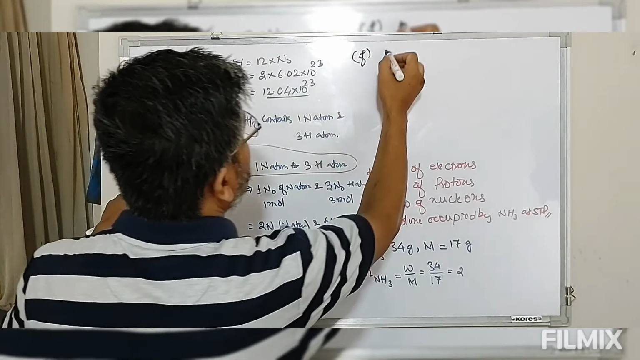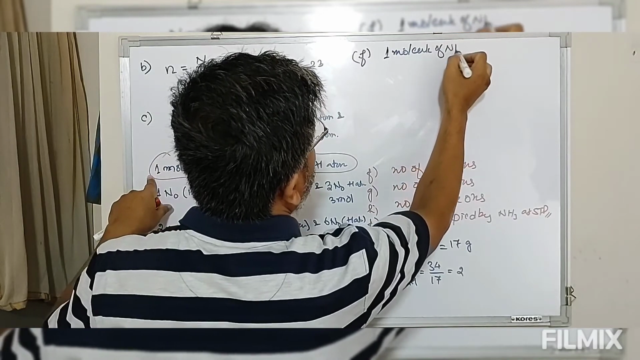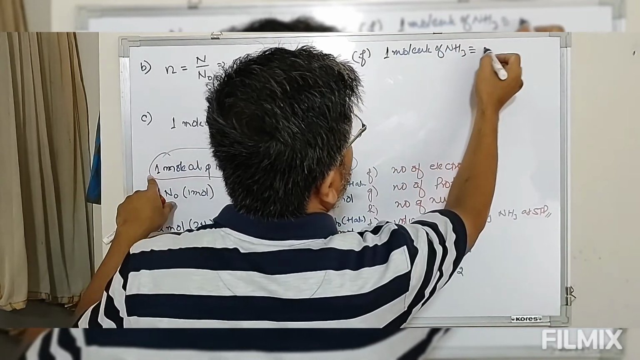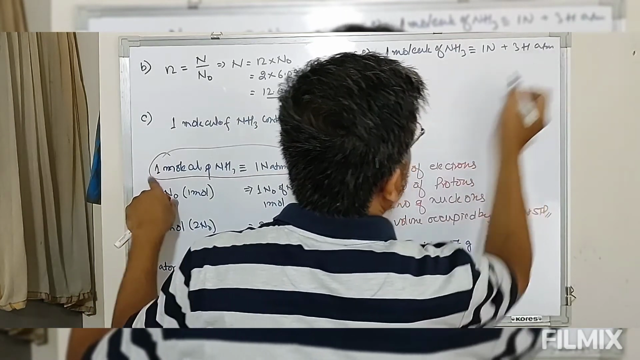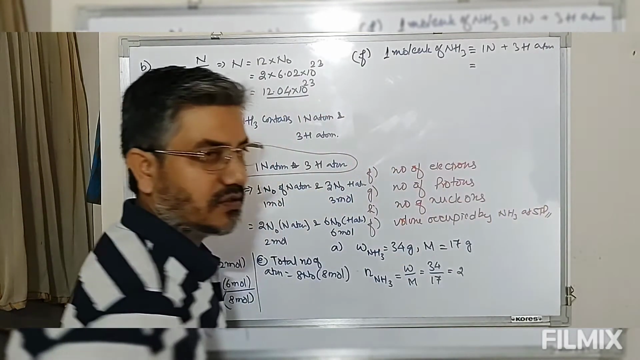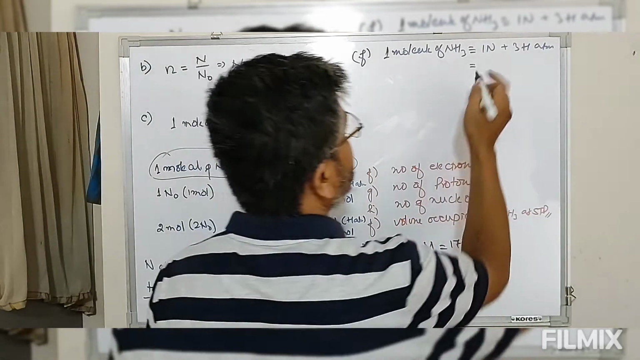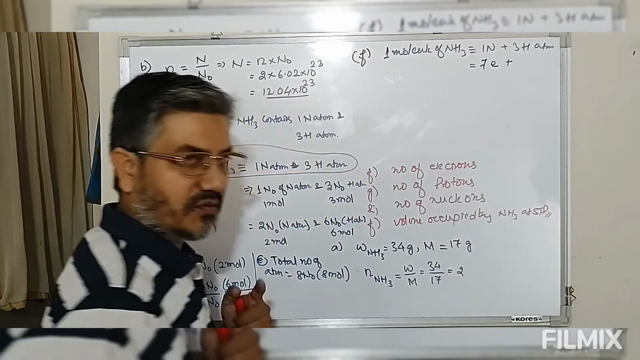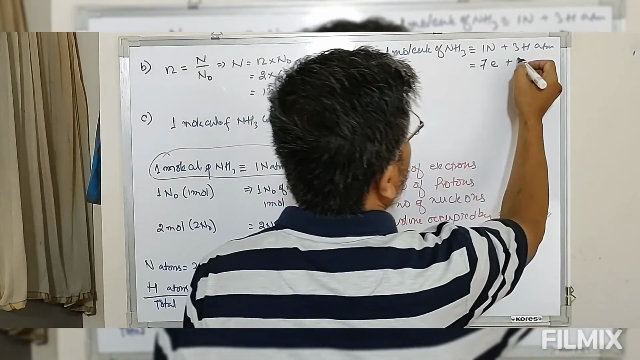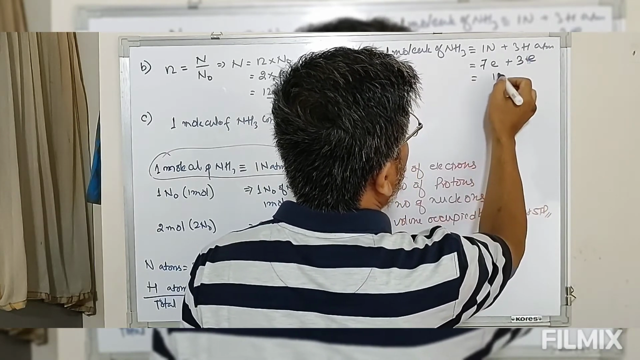So one molecule of ammonia: 1 nitrogen plus 3 hydrogen atoms. So 1 nitrogen means 7 electrons, because the atomic number of nitrogen is 7. 1 hydrogen means the atomic number of hydrogen is 1, so we have 3 electrons. So one molecule contains how many electrons?